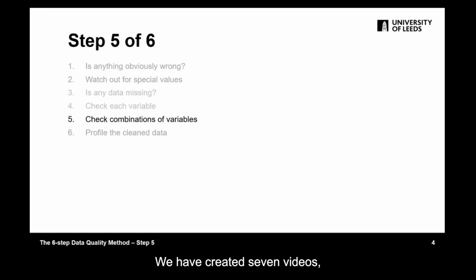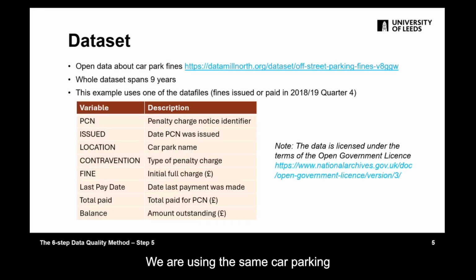We have created 7 videos, an overview as well as a different video for each step. This video shows you how to do step 5 in a worked example. We are using the same car parking fines dataset as in steps 1 and 4. The whole dataset spans 9 years, but in these steps we're using just one of the data files, which is for fines issued from January to March 2019.